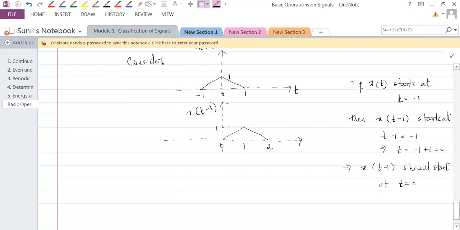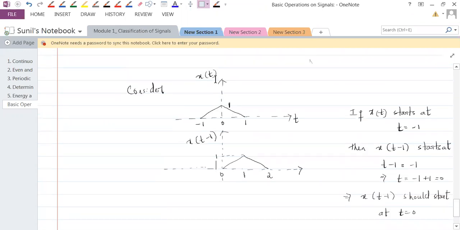Now tell me, what is x of t minus 1 doing to x of t? Is it shifting it to the left or to the right? It is shifting x of t to the right. X of t minus 1 is shifting x of t to the right. This exercise is the justification. This is how we can convince ourselves that x of t minus 1 is shifting to the right, not to the left.